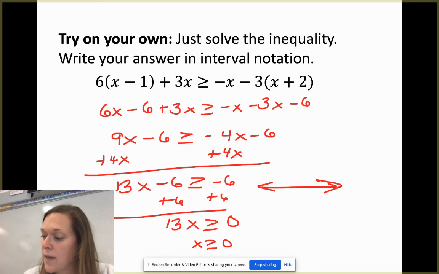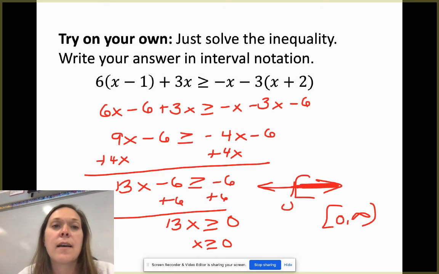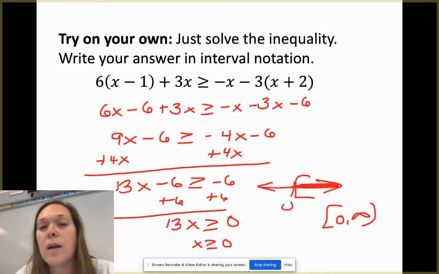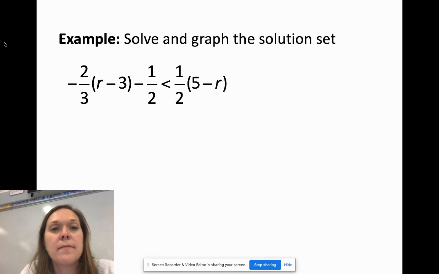So graph-wise, 0 is in the middle, bracket, shade it to the right, bracket 0 to infinity, which is what I had in that last slide. I just didn't copy and paste the original problem over. All right, let's move on.